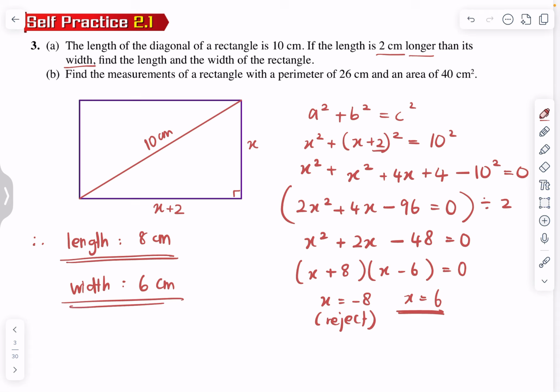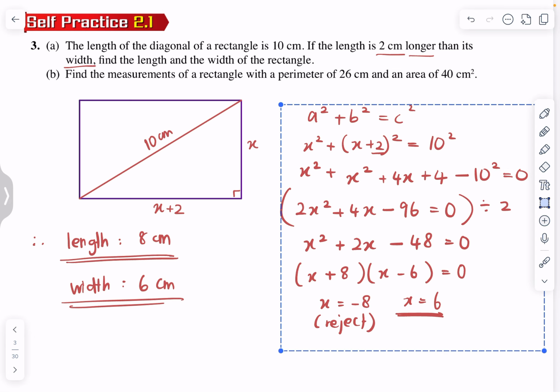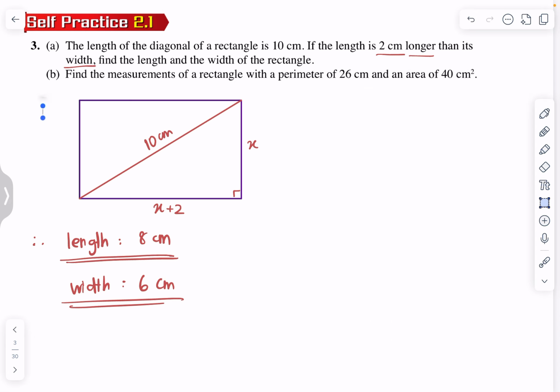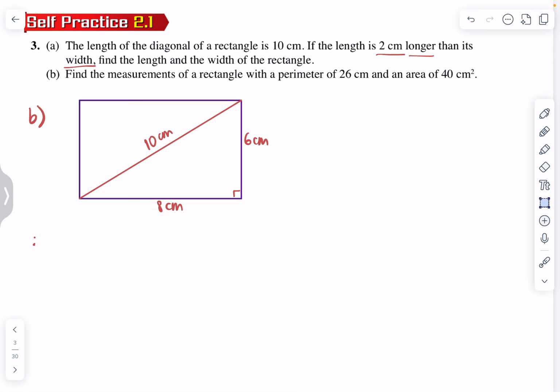Okay. Next, let's look at question B. Okay. The length and width, I think we can just sub it here. So I erase this. This will be 8, this will be 6. So next they said find the measurement of the rectangle with a perimeter of 26 and area of 40. Oh, okay. So this is a different rectangle. So this rectangle has a perimeter of 26.